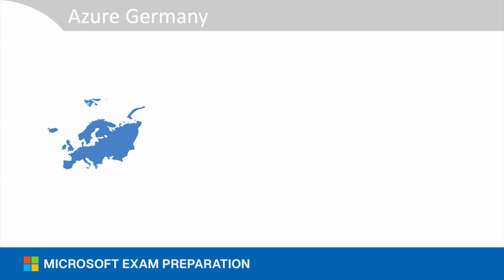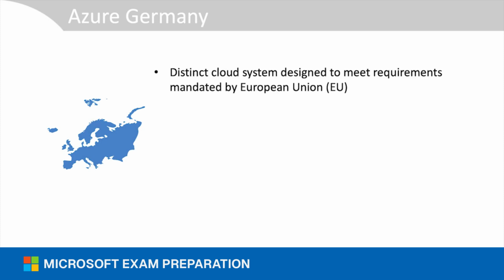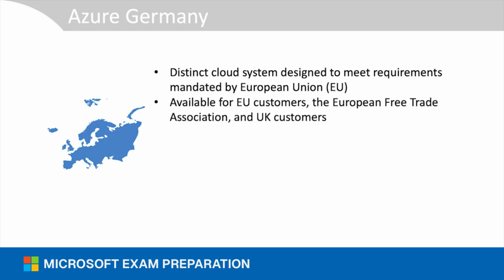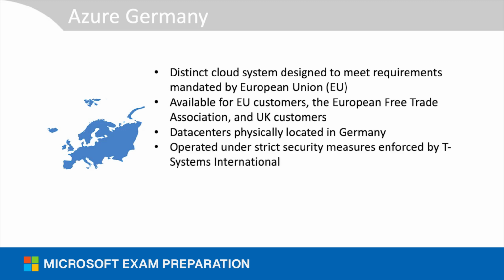There are also important regulations in the EU that must be met for any country operating within the EU, and to address that, Microsoft created a distinct cloud in the EU called Azure Germany. Azure Germany is available for customers in the EU, the European Free Trade Association, and in the UK. Azure Germany data centers are all located in Germany, and they're operated under strict security measures by a local company named T-Systems International. This is a subsidiary of Deutsche Telekom.